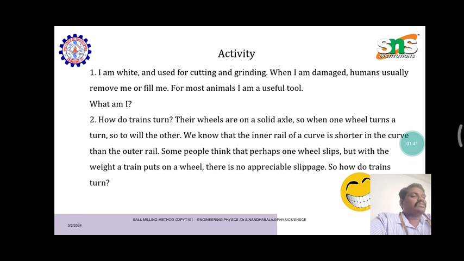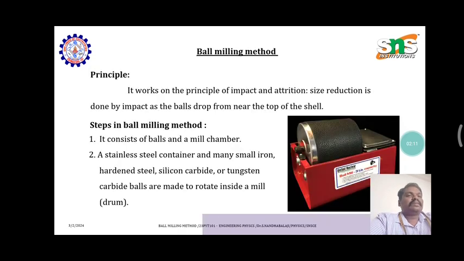How do trains turn? Their wheels are on a solid axle, so when one wheel turns, so too will the other. We know that the inner rail of a curve is shorter than the outer rail. Some people think that perhaps one wheel slips, but with the weight a train puts on a wheel, there is no appreciable slippage. So how do trains turn? This is the activity, and now we discuss the ball milling method.